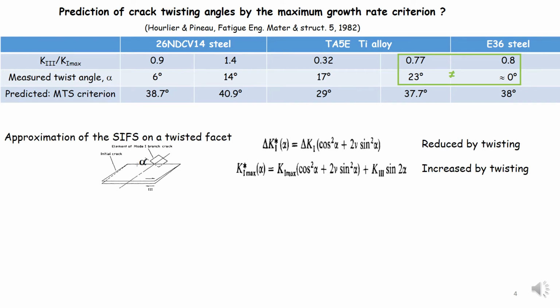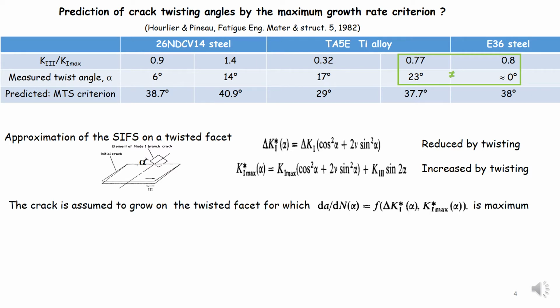They estimated approximately delta K1 and K1 max on a twisted facet. The former is reduced by twisting, while the latter is increased due to the contribution of the static mode 3. The crack was then assumed to propagate along the facet for which the crack growth rate is maximum, and this growth rate depends on both delta K1 and K1 max.